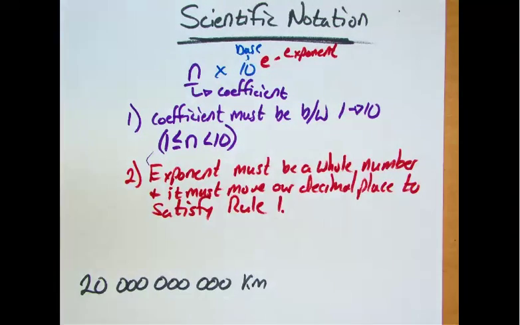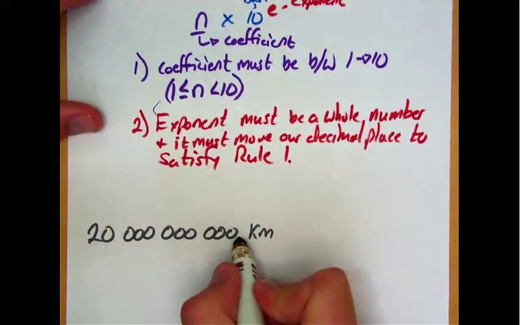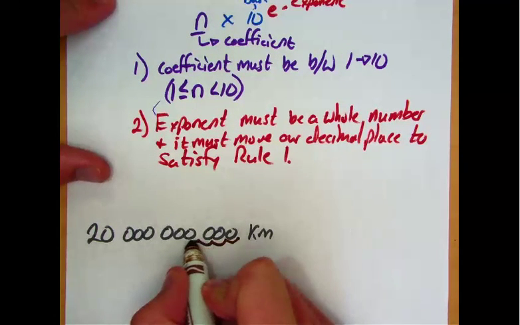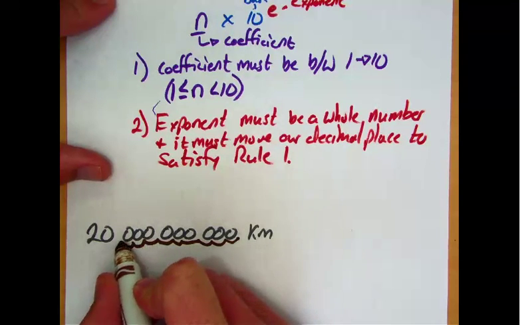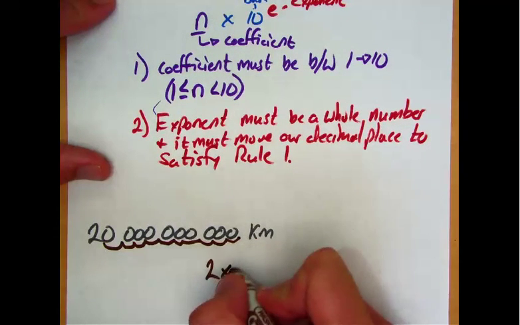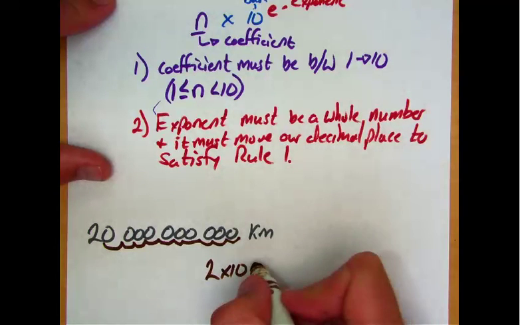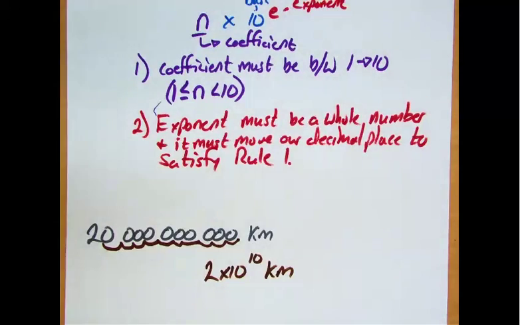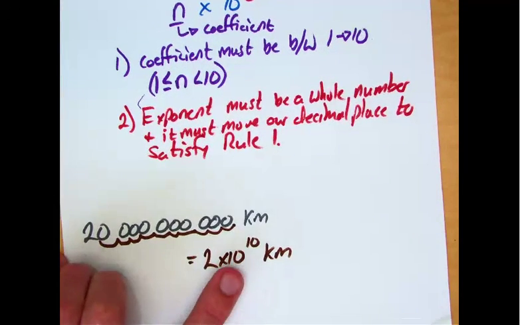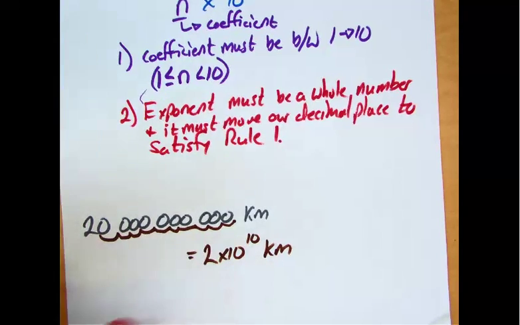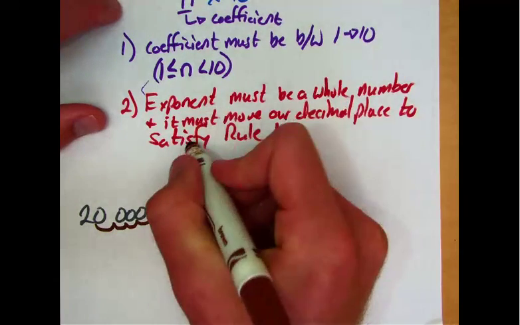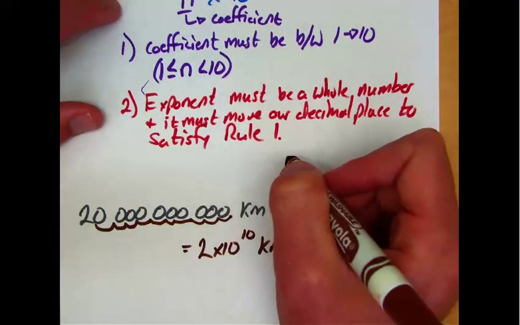So this number right here has an imaginary decimal point right there, and we're going to push it over 1, 2, 3, 4, 5, 6, 7, 8, 9, 10 places. So this is 2 times 10. We pushed it over 10 places to the left, so that's going to be a positive 10 kilometers. Now again, like we said, this is an abbreviation. These two numbers have the same value. So when I multiply 2 times 10 to the 10th power, that's adding 10 zeros behind it. So this is that same number represented in an easier way to read, so that we don't have to read 10 zeros after it too.